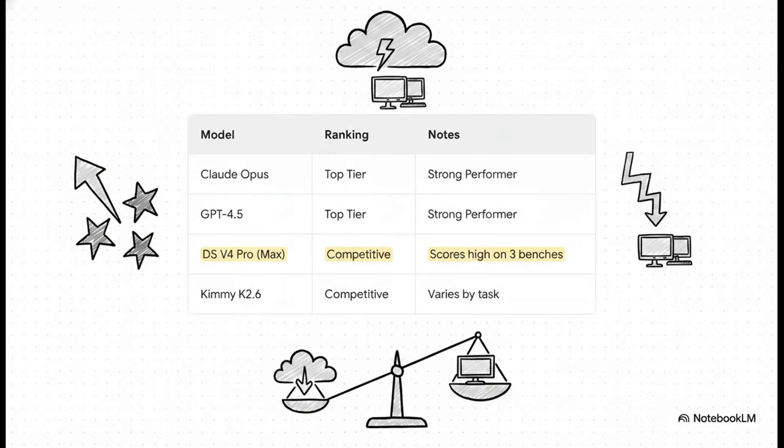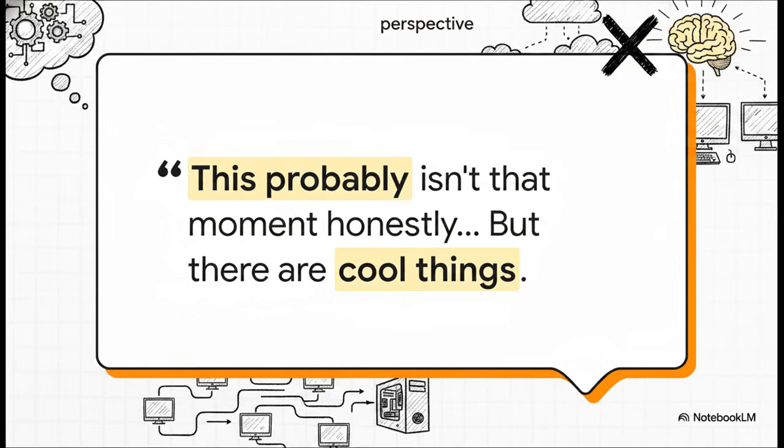So, this brings us to the million-dollar question. Can it actually take down the big cloud models like GPT-4 and Claude Opus? Well, let's just look at the numbers. This table pits the V4 Pro on its max thinking mode against the best of the best. And as you can see, while it scores really impressively on some benchmarks, it's not a clean sweep. It's definitely competitive for sure, but this isn't quite that moment where local AI completely overtakes the cloud. And that's a really important way to look at this.